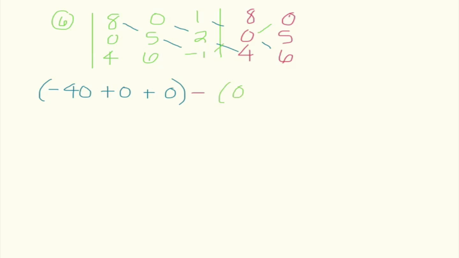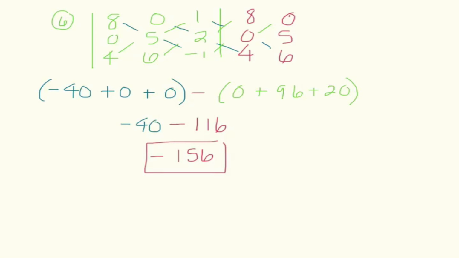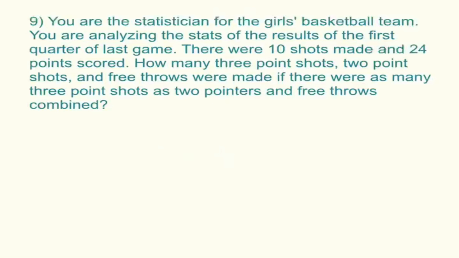Now I'm done with my zeros, so I need to multiply actually. 8 times 2 times 6 becomes 96. And then 1 times 5 times 4 becomes 20. So I have negative 40 minus 116. So I get negative 156 as my answer.